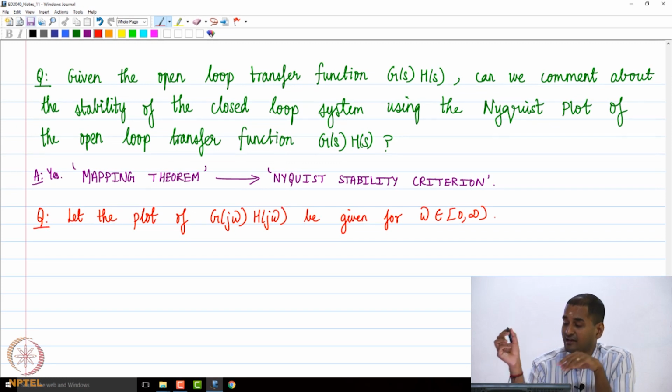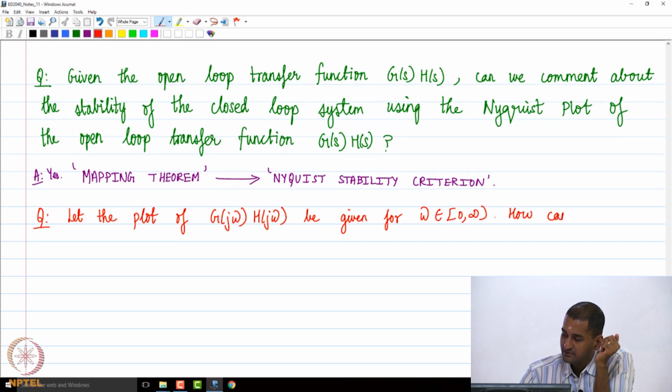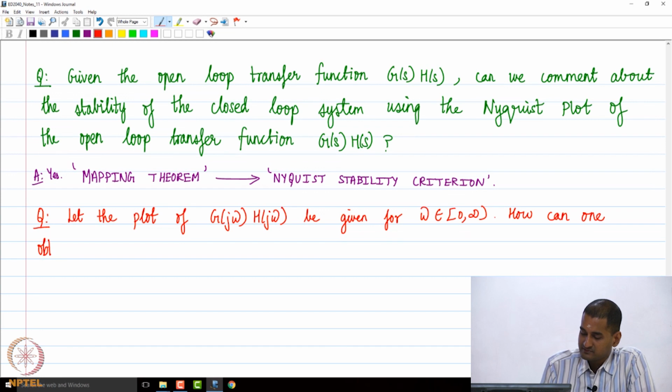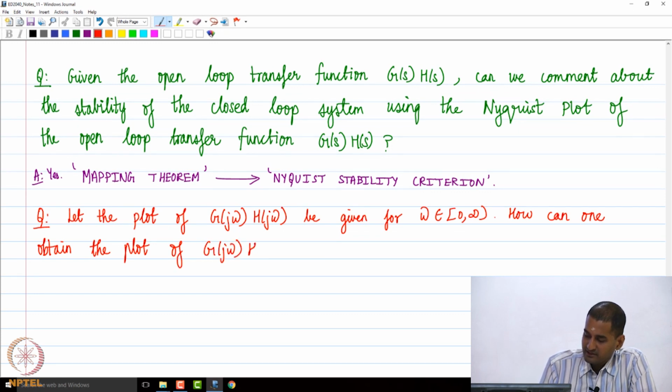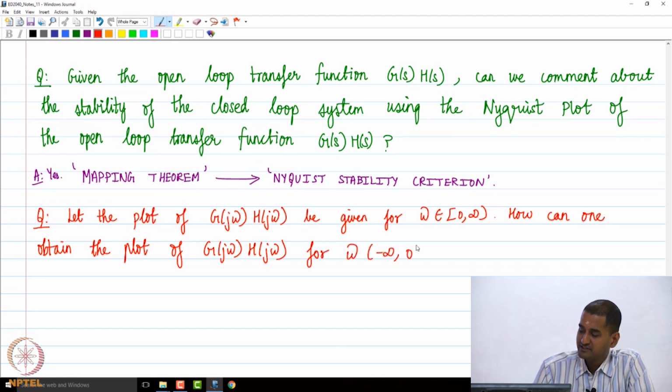So if that is the case, how can one obtain the plot of G(j omega)H(j omega) for omega between minus infinity and 0?